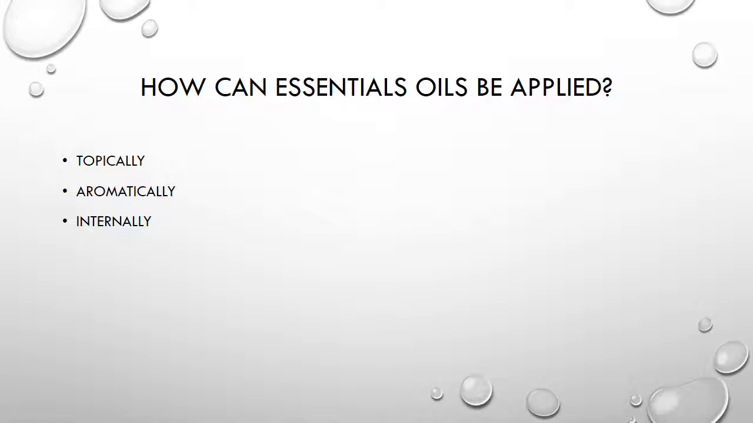You can do aromatically either through a diffuser, which is just a device that turns the essential oil from a liquid into a fine mist. If you don't have a diffuser, you can also open up the bottle and just inhale it that way. You can put a couple drops with a carrier oil on your hands and cup your hands over your nose. You never want to cup it over your eyes. You never want to have essential oils by your eyes, in your ears, or any other sensitive area.